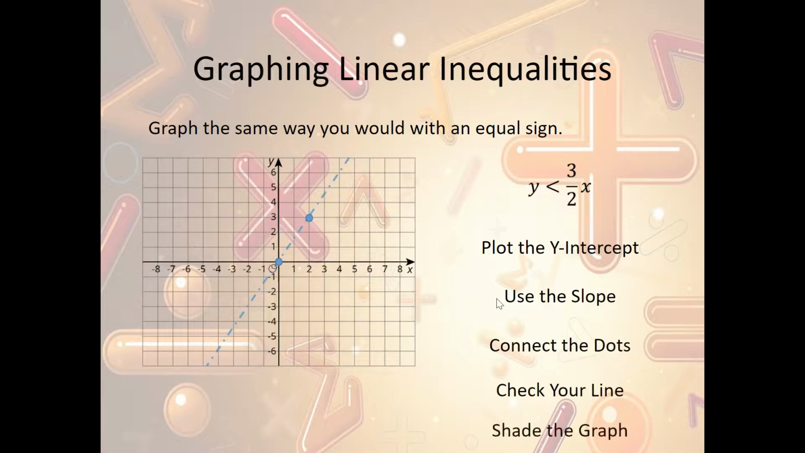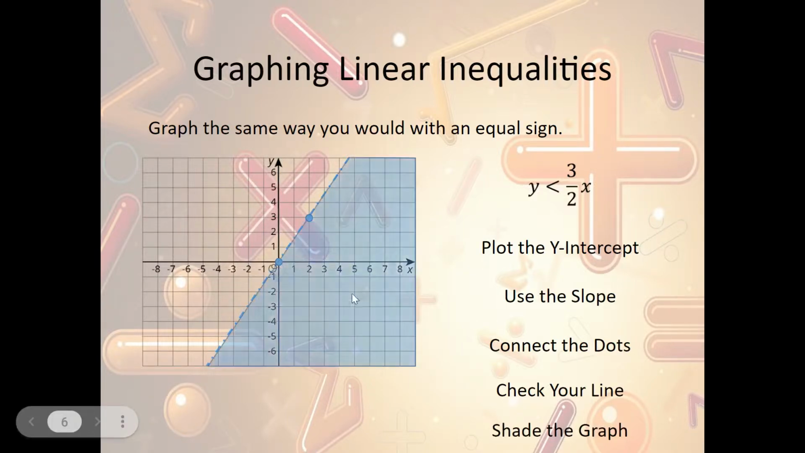Now, I just need to shade it. So it says y is smaller than the line, so I'm going to go along my y-axis and find where it meets the line, which is here. And I want all the y's that are smaller. All of those are down here, so I'm going to shade everything on this side of the line.